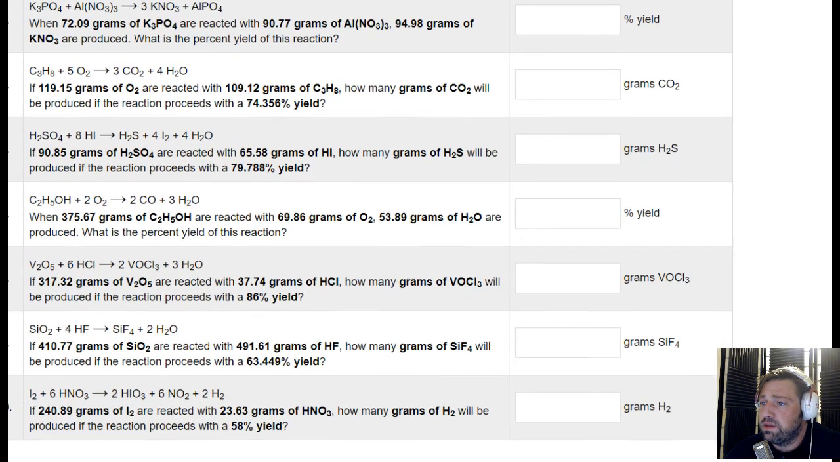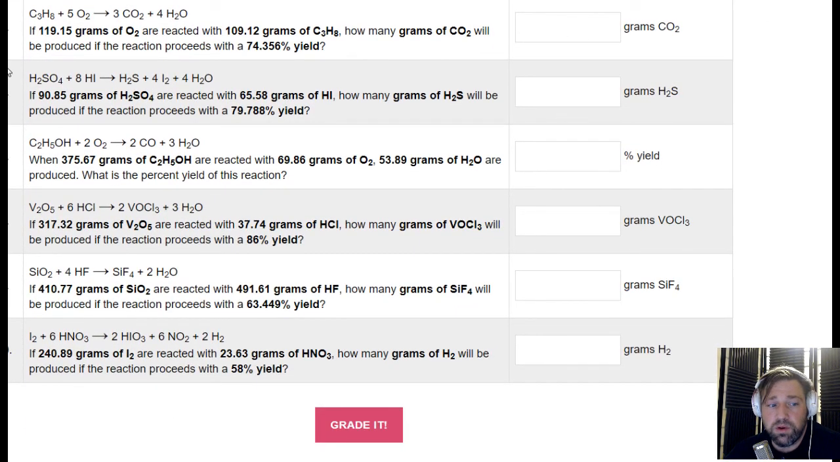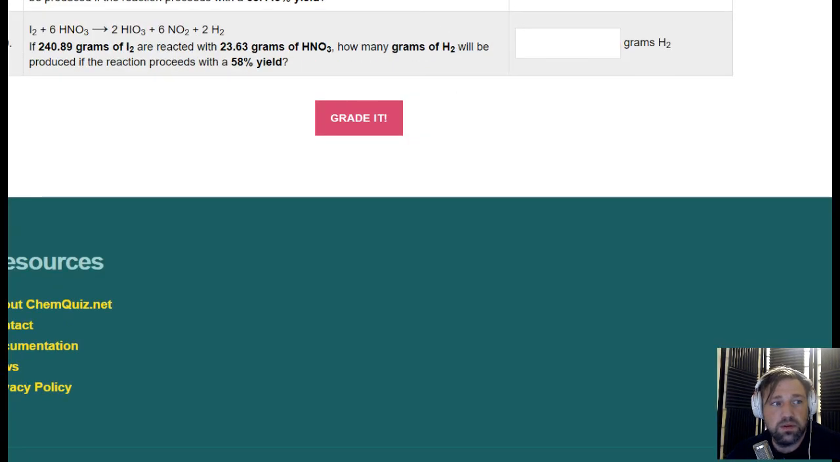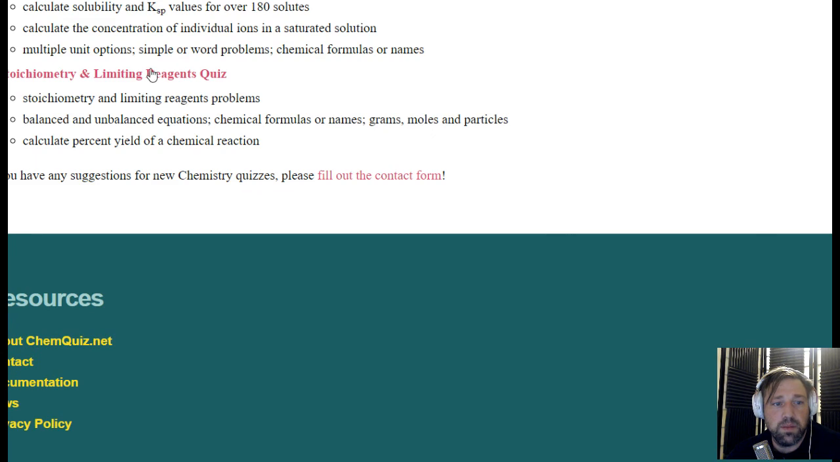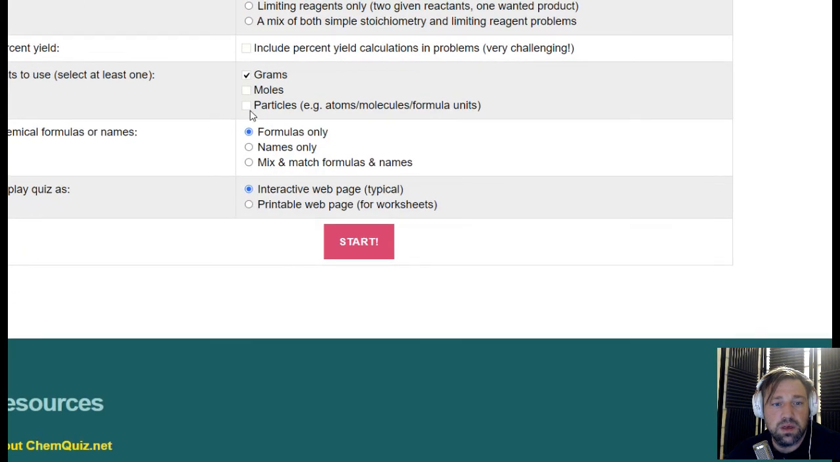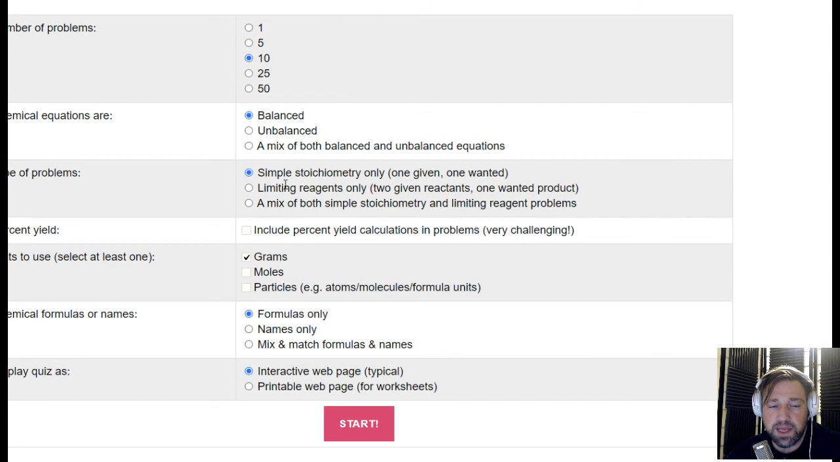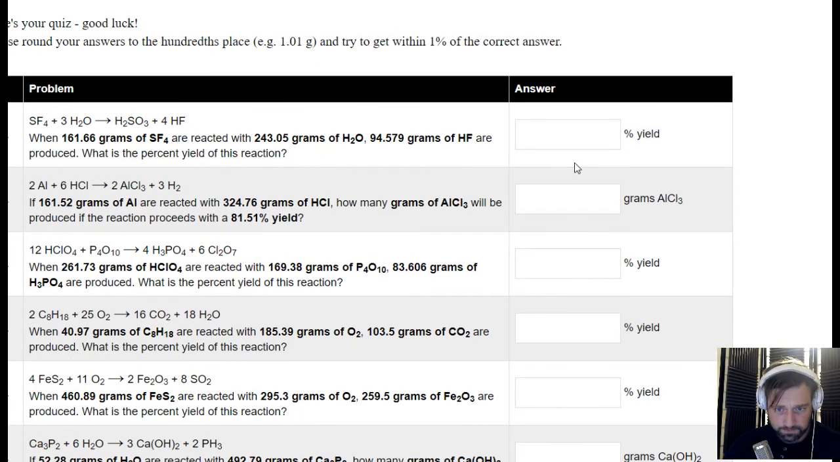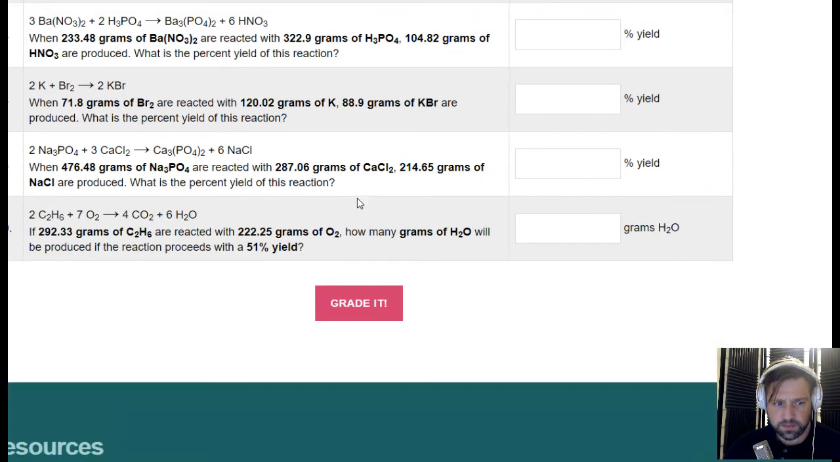Again, for this, I'm only wanting you to do a total of 10, but mix it up. So a total of 10, still balanced, do limiting. I want it to be grams, and I want you to include percent yield. Okay? That is going to be your assignment for tomorrow.